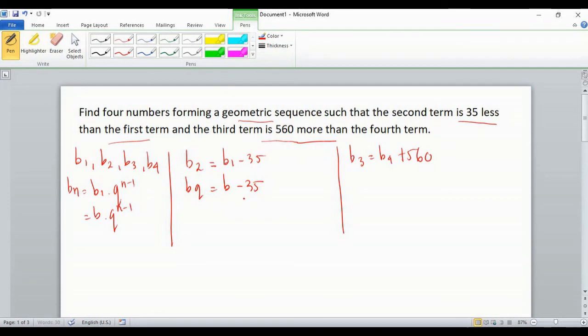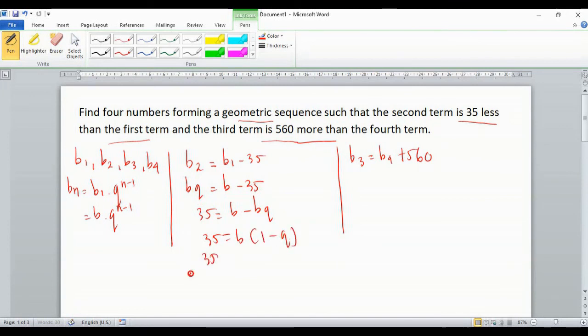Okay, so from here, we need to find the b. So b minus bk, b1 minus k. So 35 over 1 minus k is b. So from here, we have B3 is equal to bk squared, equal to B4, which is bk to the power 3 plus 560. So from here, we can substitute the b.